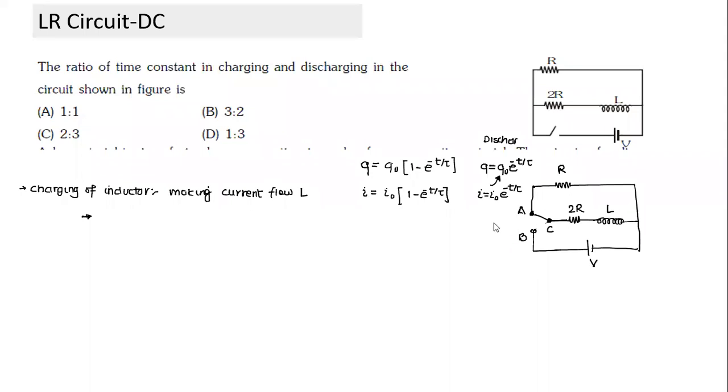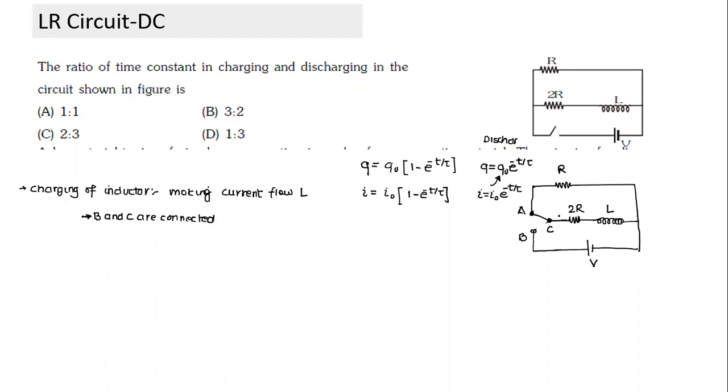So let's see in this case also, what does charging of this circuit mean? If I have to charge this inductor, what is the connection I need to make? When B and C are connected. When B and C are connected, what will happen here?